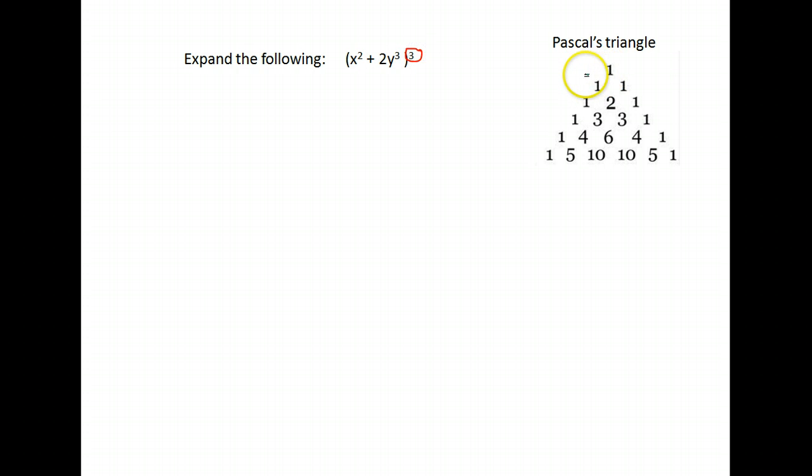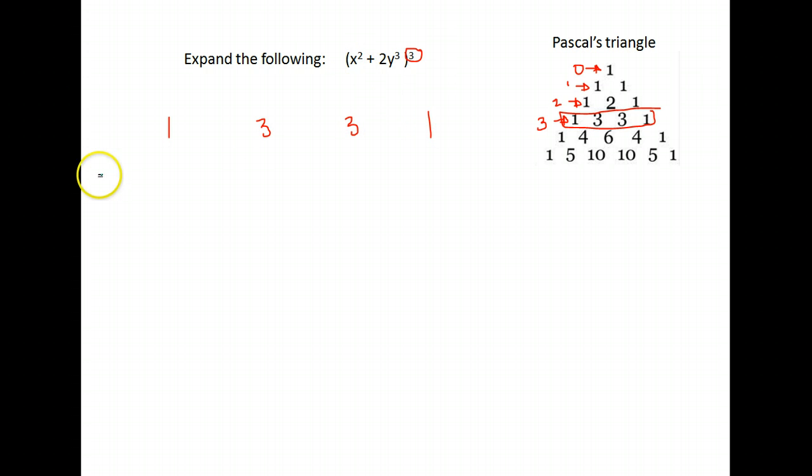So we go to Pascal's triangle, we find the third power. Row again, the top row is the 0 power. So this would be first power, second power. This would be the third power. So here are my coefficients I'm going to be working with. So I'm going to have 1, 3, 3, 1.